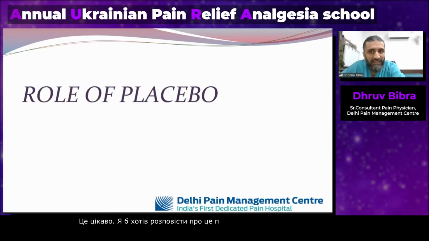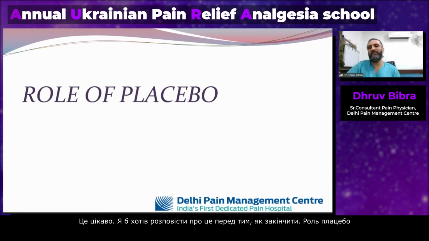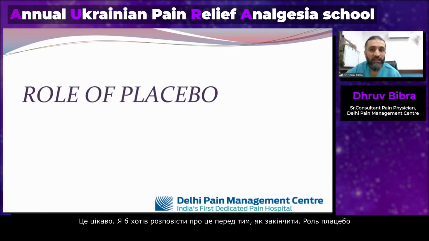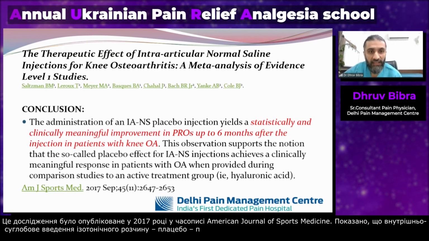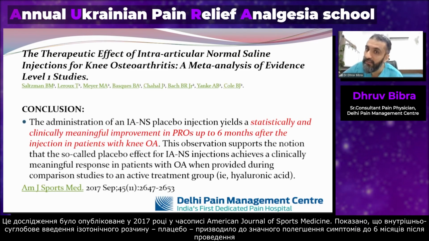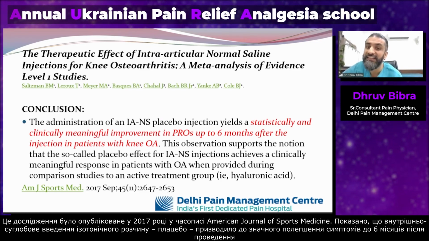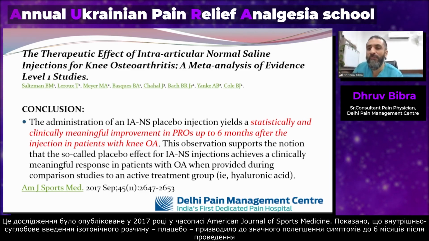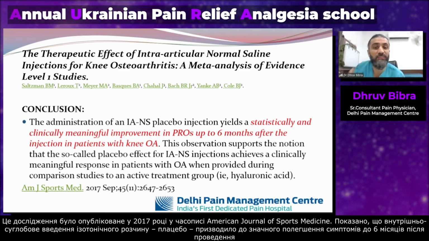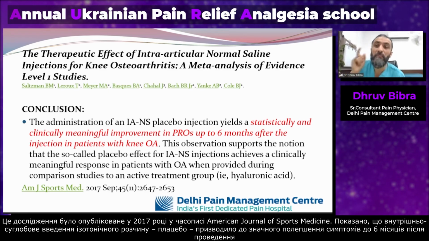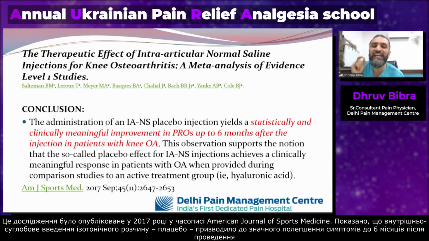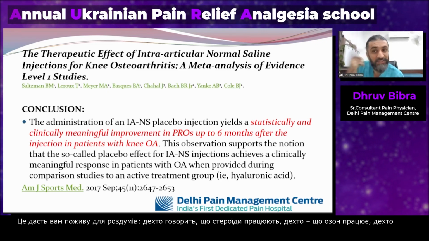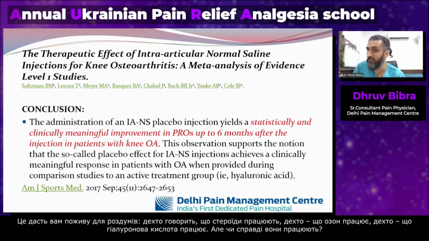Now, interestingly, this is something which I would just like to leave before I say a final goodbye on this topic: the role of placebo. This was a study which came out in 2017 in the American Journal of Sports Medicine, where they said that the effect of intra-articular normal saline injection used as a placebo did bring about significant pain relief up to 6 months after the procedure. So this gives you a thought that you think, okay, probably my steroid is working.